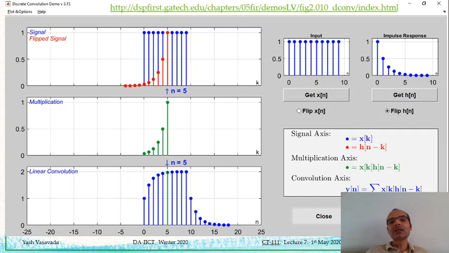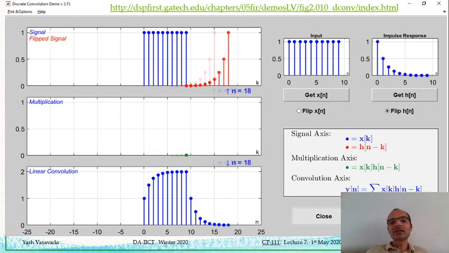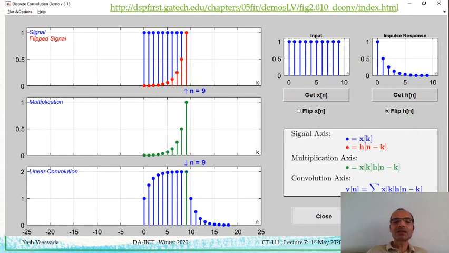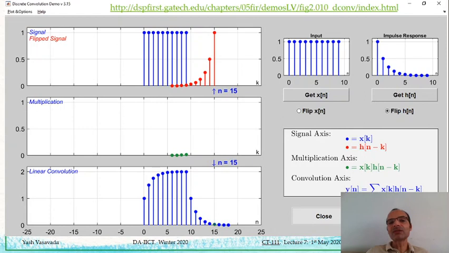We keep on moving along. As we keep on going down the rows of the H matrix, this is what happens. Every time, what is being shown in green is a multiplication, and finally this final value is the actual dot product that you obtain after adding all those multiplied values.